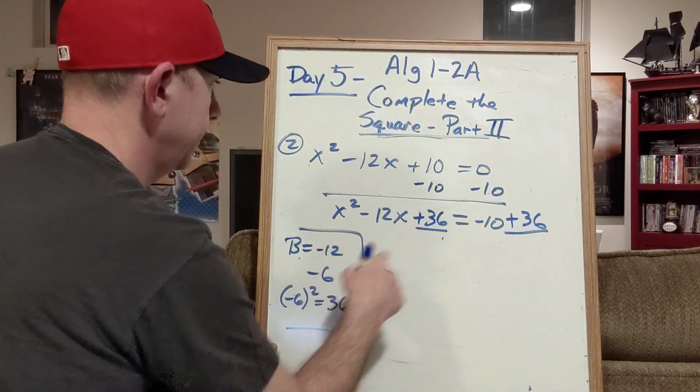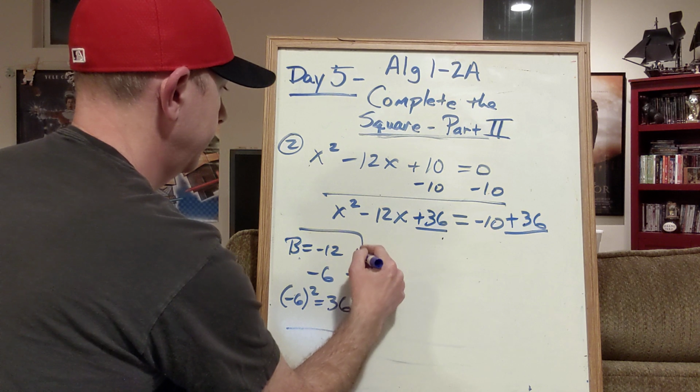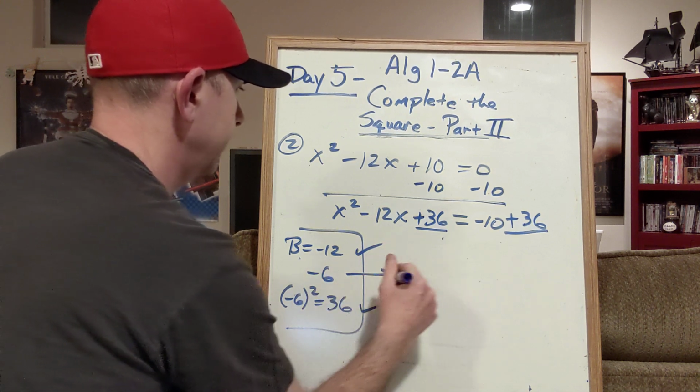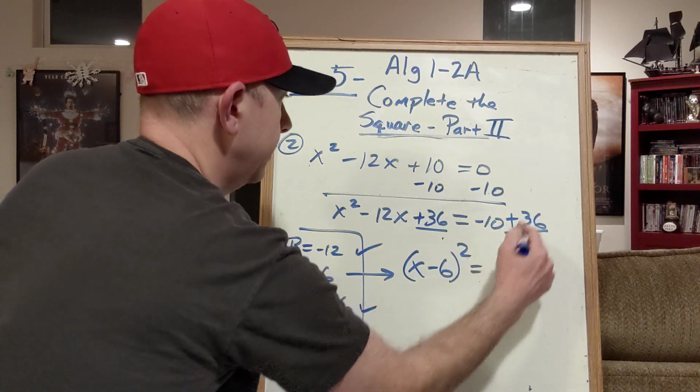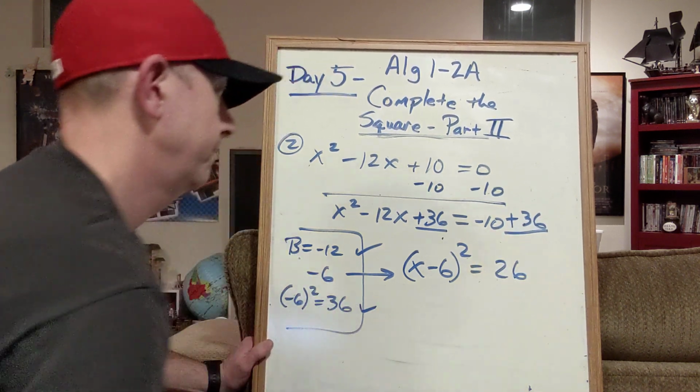In the middle here, so we end up using this one. We've used the 12, we use the 36. We still get to use this one. It's going to be x minus 6 squared is equal to 26.